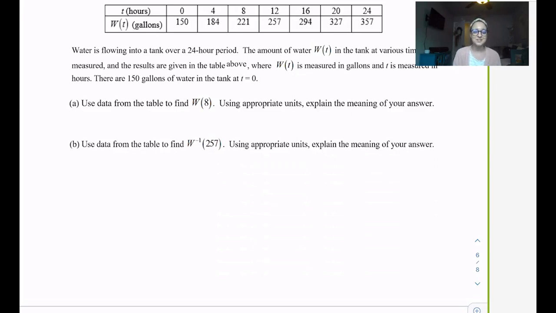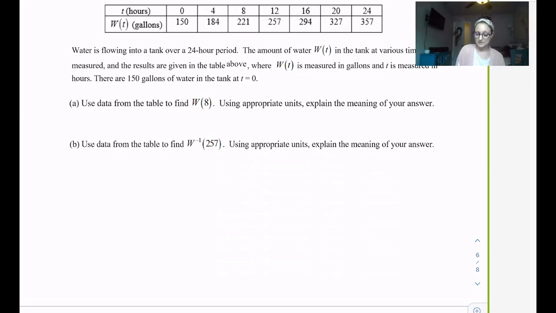Okay, so let's take a look at this problem. It says water is flowing into a tank over a 24-hour period. The amount of water W in the tank at various times is measured, and the results are given in the table above, where W is measured in gallons and T is measured in hours. There are 150 gallons of water in the tank at T equals 0. So whenever you have a word problem, always think, what is my function giving me? So in this case, what's our function modeling?